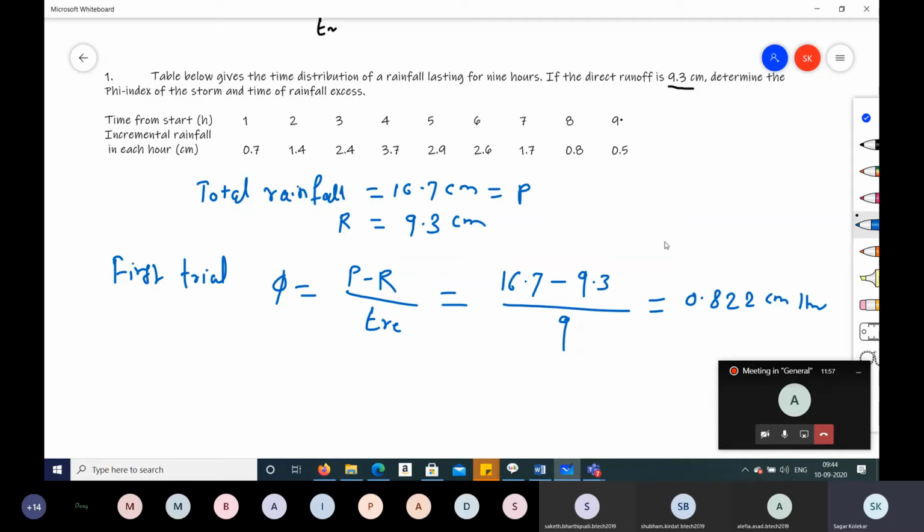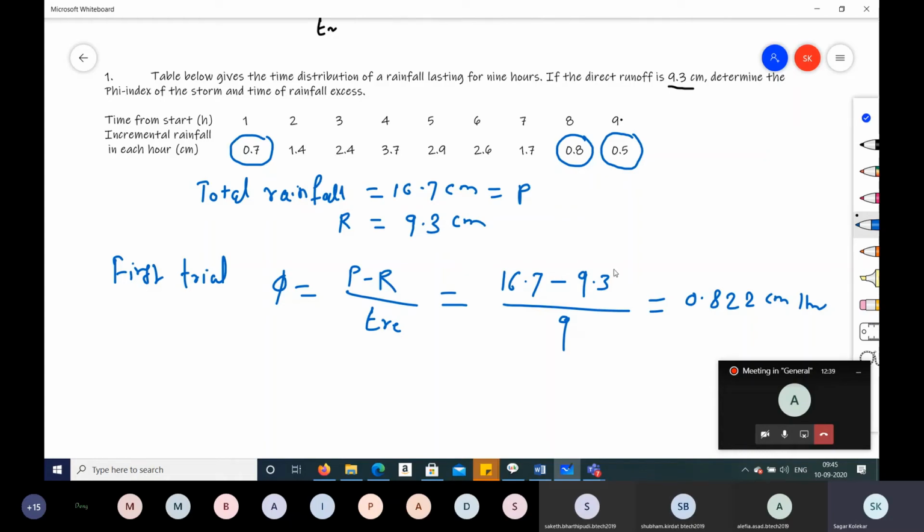Okay, because this 0.822 is greater than 0.7, then there is another value, 0.8, which is less than this 0.822, and 0.5. So these are the three values. I'll just identify them. The first value is less than 0.822, the second value is less than 0.82, and there is a third value. From this you get the idea that these are the values that are initially less than this one. So here there is no rainfall excess, at least this much of the judgment we get.